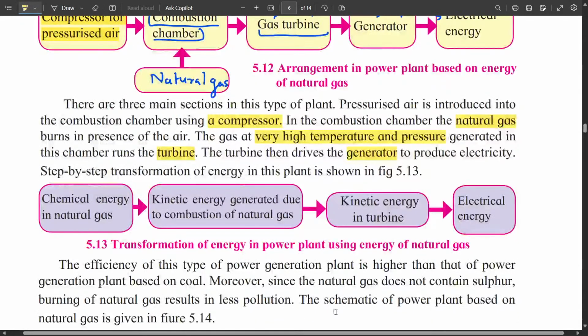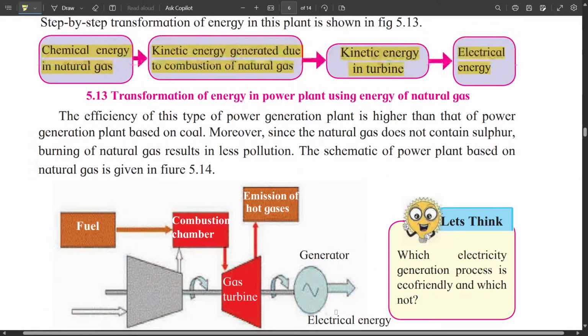Energy transformation flowchart is as follows. Chemical energy in the natural gas, kinetic energy generated due to combustion of natural gas, kinetic energy in the turbine, and finally the electrical energy. The efficiency of this type of power generation plant is higher than that of the power generation plant on coal. Moreover, since natural gas does not contain sulfur, which is an air pollutant, burning of natural gas results in less pollution.